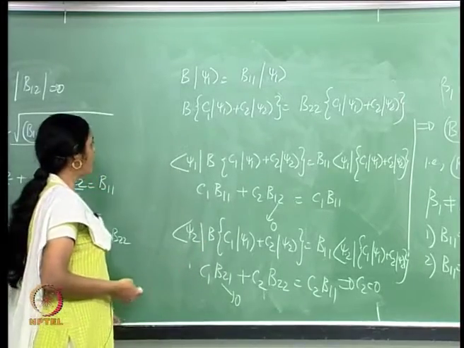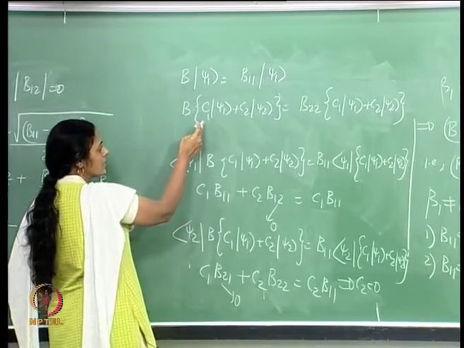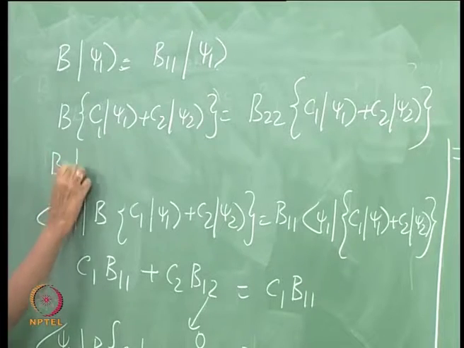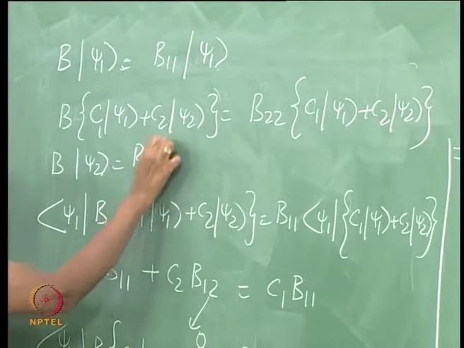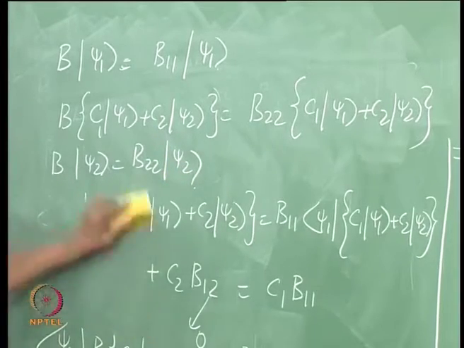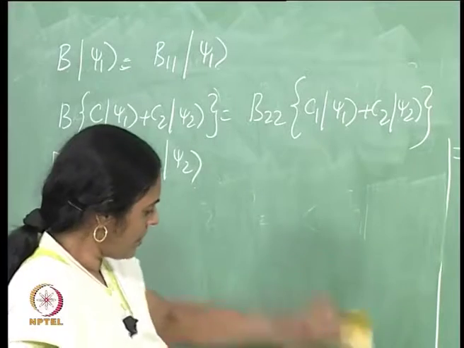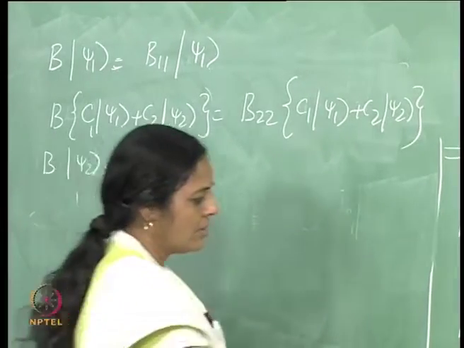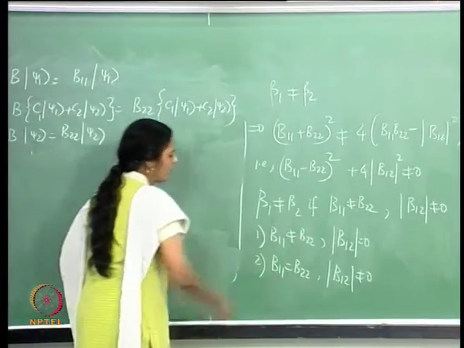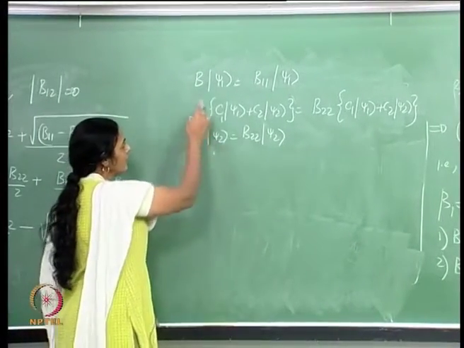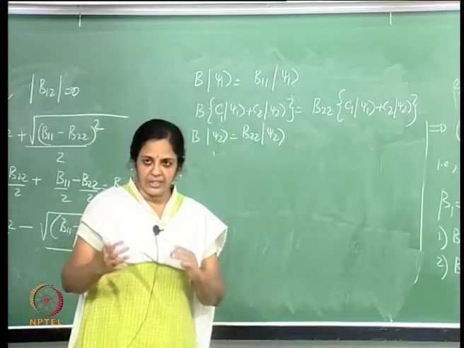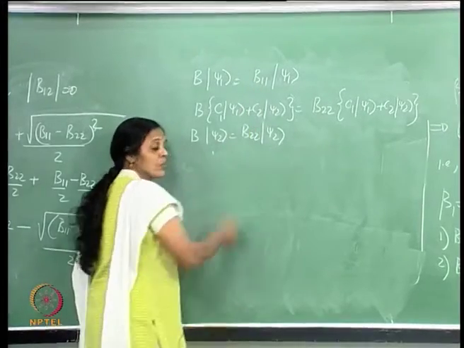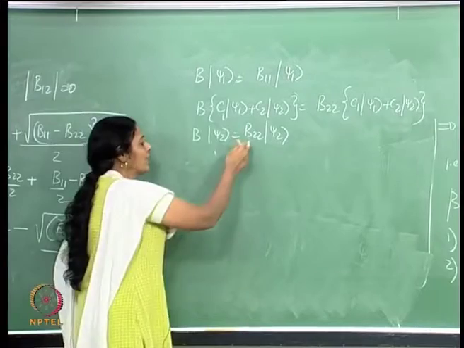Proceeding on the same lines as before, I can now show that in this case, if C2 is 1 and C1 is 0, it follows that B psi 2 is B22 psi 2. What is it that I have established? I have looked at a very specific case where B11 is not equal to B22 and B12 is equal to 0. And I have shown that there are two eigenvectors, psi 1 and psi 2, which are eigenvectors of B, except that the degeneracy is now lifted. One of them comes with eigenvalue B11 and the other comes with eigenvalue B22.